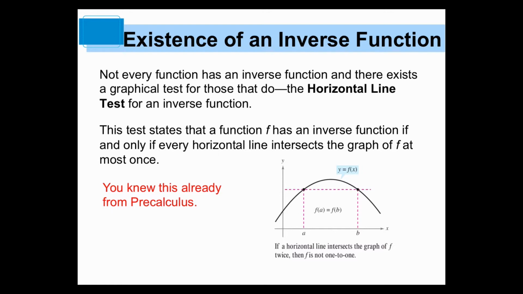So the vertical line test tells you whether or not it's a function. The horizontal line test tells you whether or not it has an inverse. And again, you should have known this from pre-calculus already. If any horizontal line hits the function in more than one spot, then it does not pass the horizontal line test, and it doesn't have an inverse. You can still get a graph. You'll still get a picture of something. It just won't be a function.